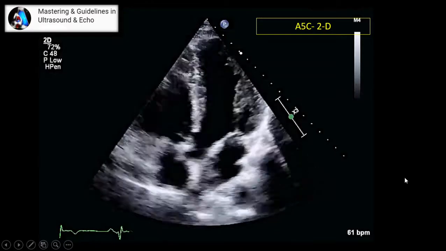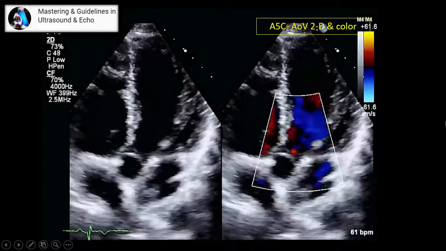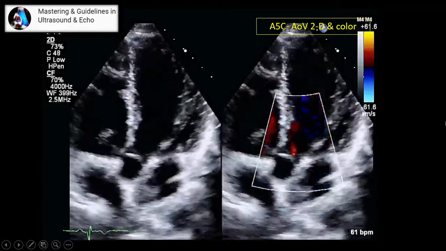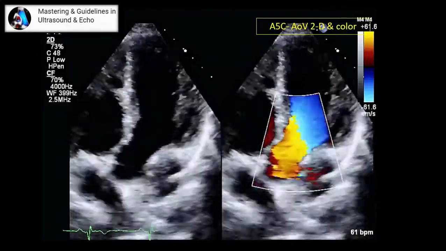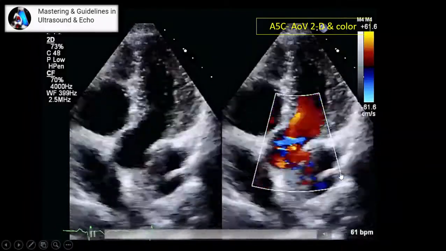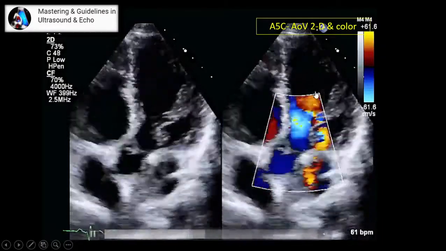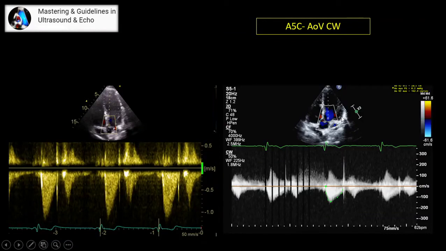Then we put color, and if there's any jet, as here you will see, as we had on the apical 3, we see it on this level. Then we put continuous wave exactly parallel to the jet in the LVOT and aorta. Here again, there is some mistaken error on the Doppler.